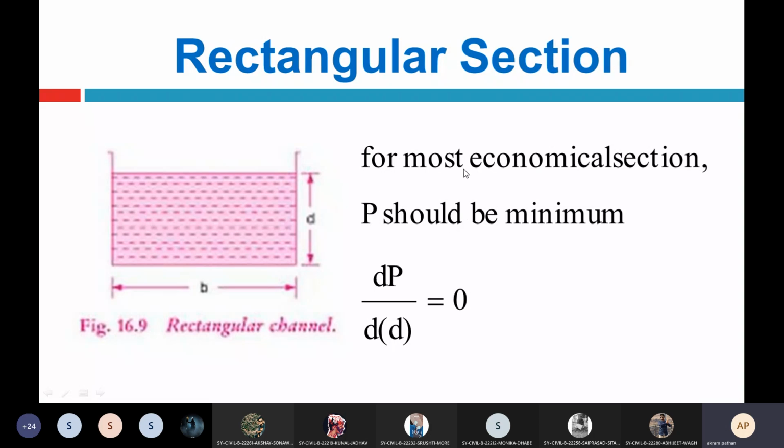So we have seen in the previous lecture that for the most economical rectangular channel, P should be minimum. So we have to differentiate it with respect to the depth, dP by dD, which is equal to 0.